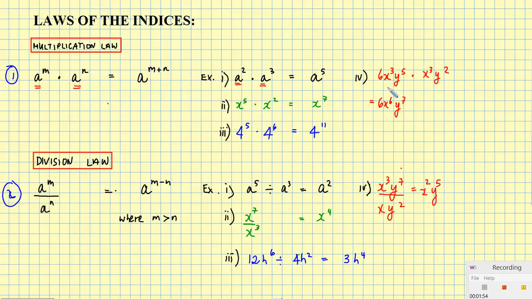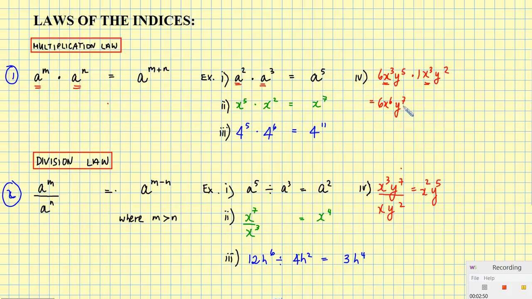Now a further example would be something a little bit more complicated, like 6x cubed y to the 5th times x cubed y squared. I would take the like bases, so x cubed and x cubed becomes 3 plus 3, which is x to the 6th, and y to the 5th times y squared will give me 5 plus 2, which gives me y to the 7th. Because 6 gets multiplied by a 1 in the front of that x cubed y squared, it's 6 times 1, which equals 6. So my final answer there would be 6x to the 6th, y to the 7th.